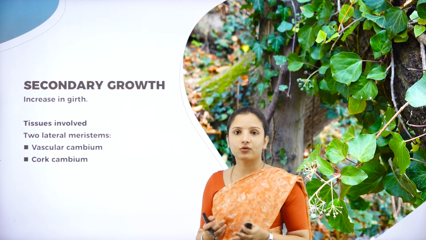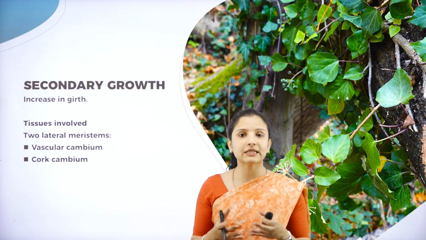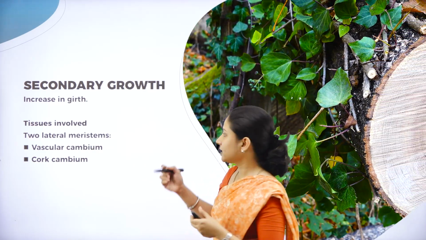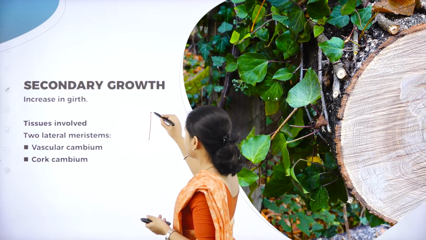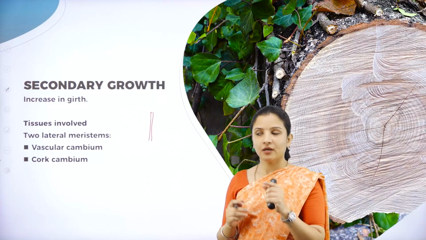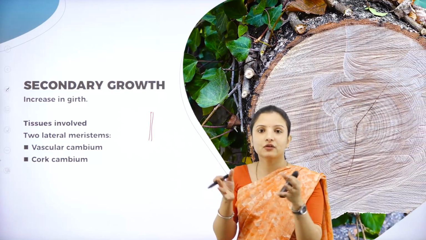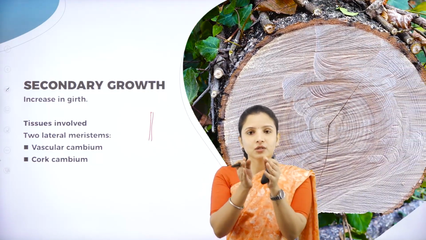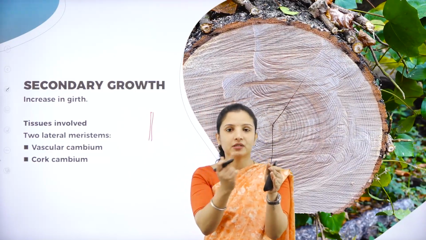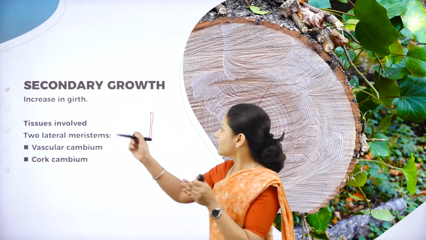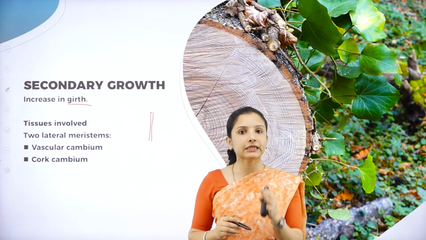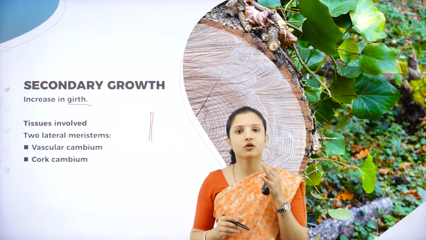Secondary growth always leads to the increase in girth of the stem. So what is this girth? Say, for example, a plant, when it is young, will have a very small stem, but as it ages, the size of the stem increases. So that particular increase in the size is called girth. Therefore, secondary growth is nothing but increase in the girth of the plant or the stem.